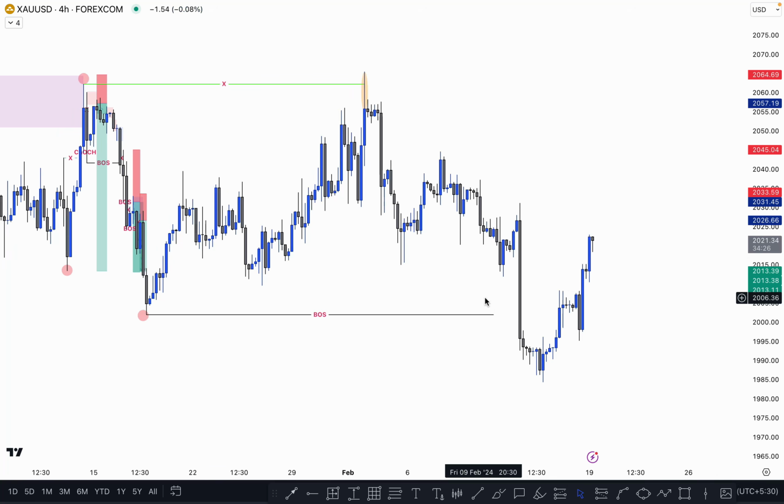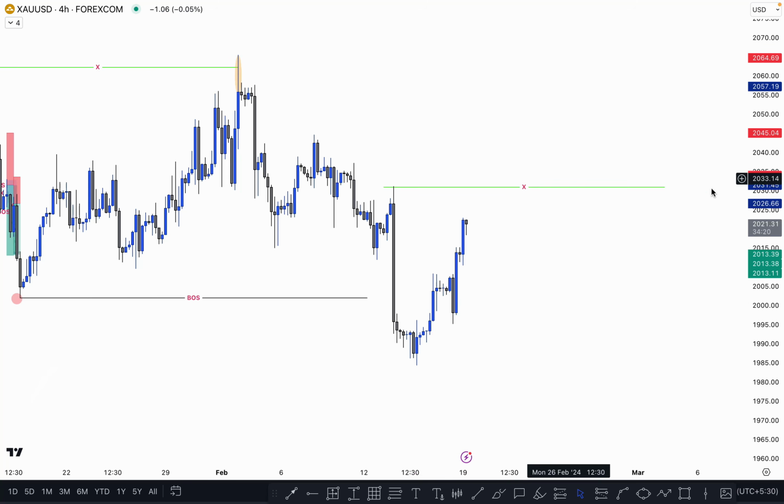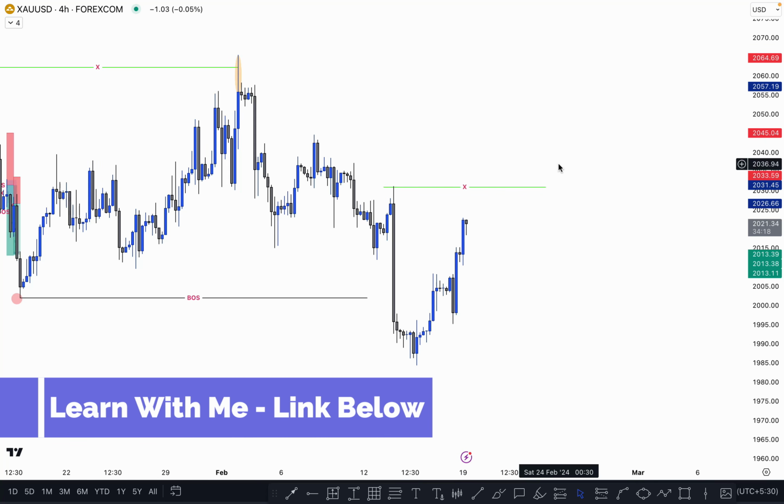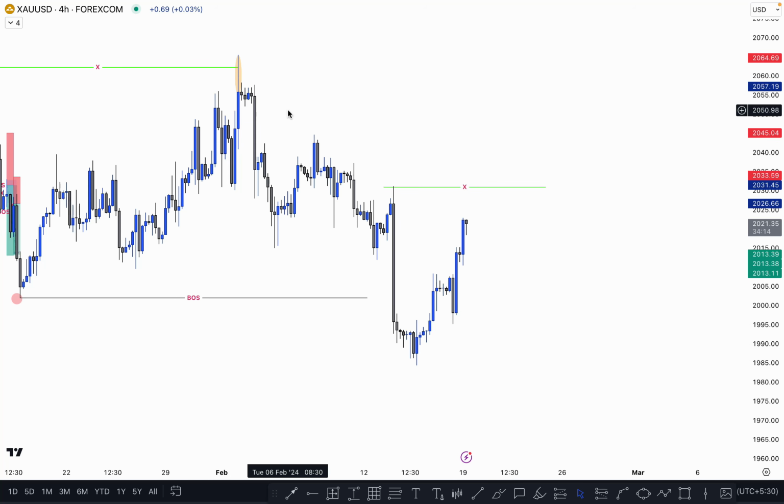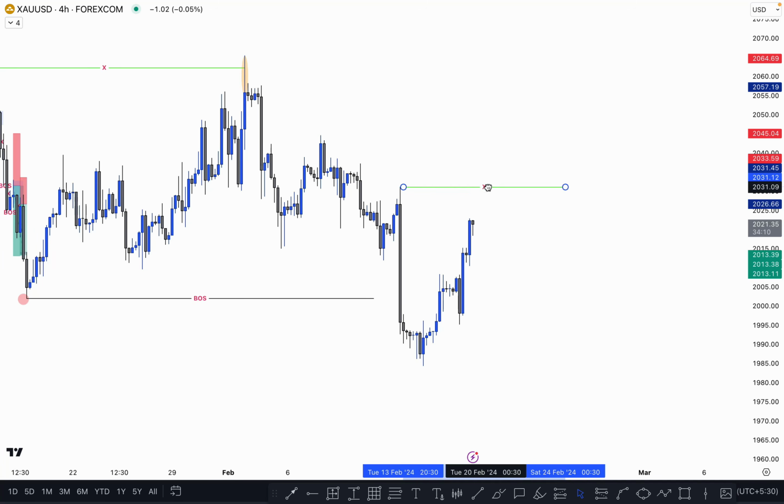Again, we have to wait for it to take out the inducement. So where is the inducement in this case? Simply this is our first pullback here where we can sell. But the problem in this case is that there is no unmitigated order flow, order block or anything here. So in this case you can follow two things.